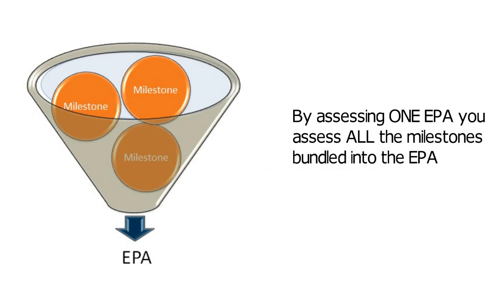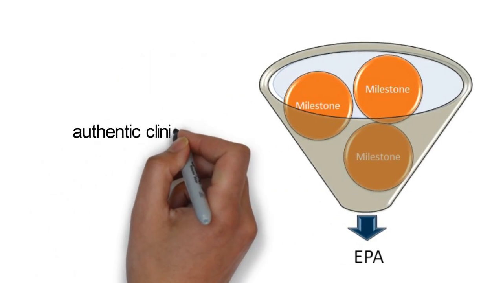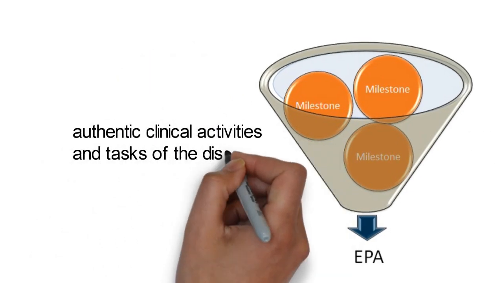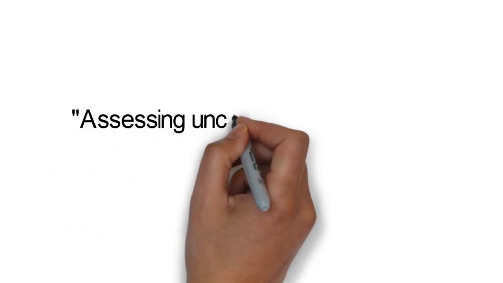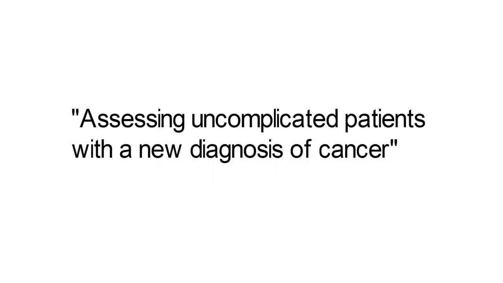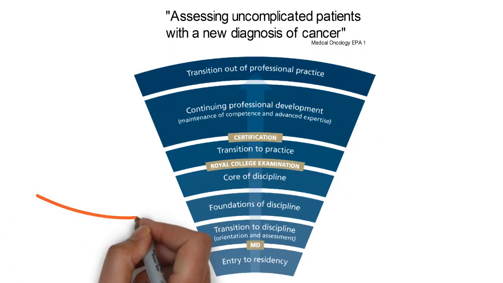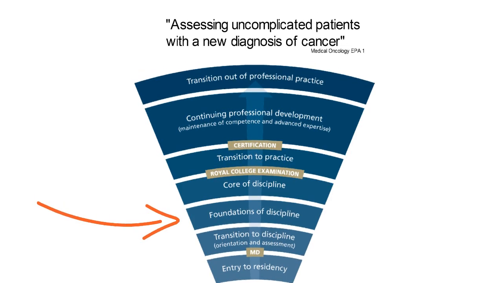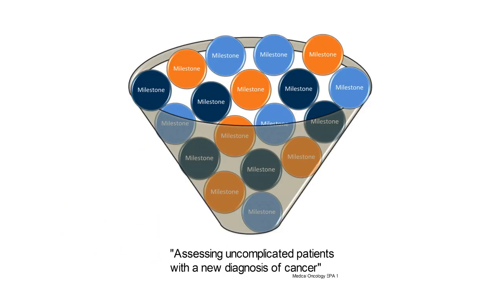EPAs are focused on the authentic clinical activities and tasks of the discipline that are carried out day to day. For medical oncology, for example, assessing uncomplicated patients with a new diagnosis of cancer is an EPA that appears in the Foundations of Discipline stage. There are almost 20 milestones associated with this particular EPA.